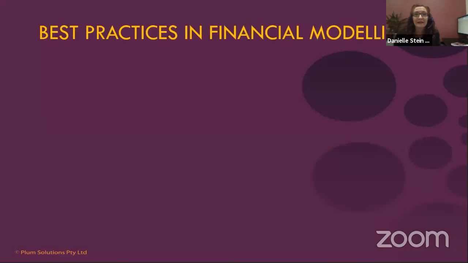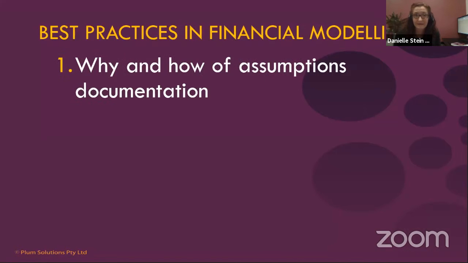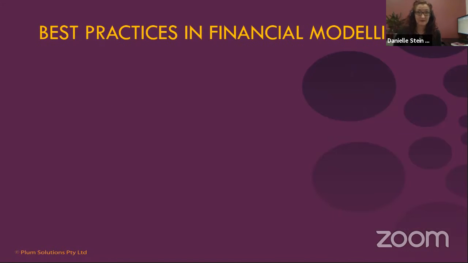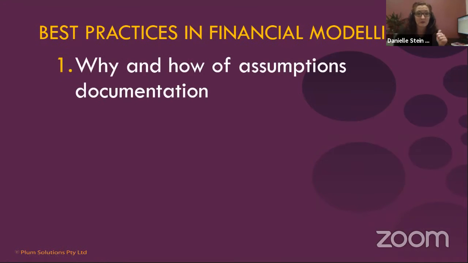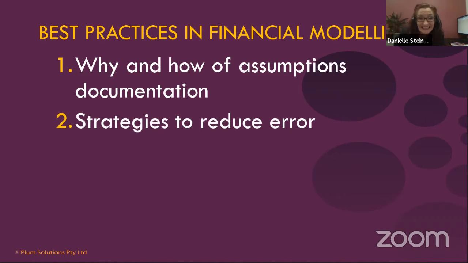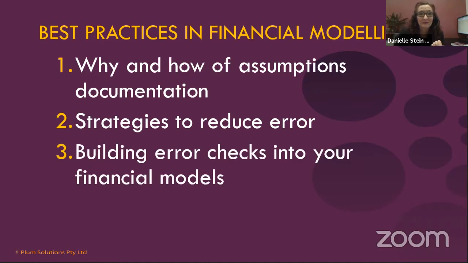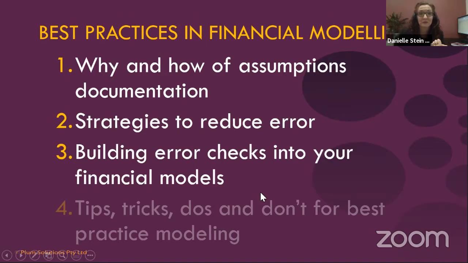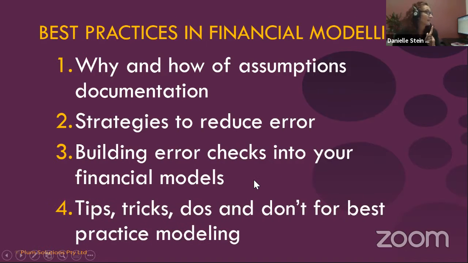So those were basically the points of best practices that I wanted to cover with you today. So we are going to take some questions very soon. So what we talked about was the why and how of assumptions documentation. We covered 10 strategies. Wow, we covered a lot, didn't we? We covered some 10 strategies for reducing error. We looked at building error checks into your financial models, and we did some tips and tricks and do's and don'ts for financial modeling.